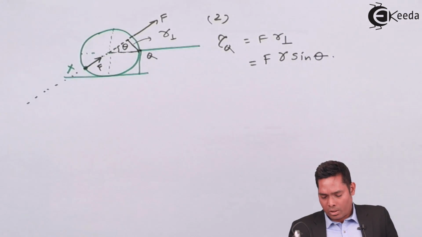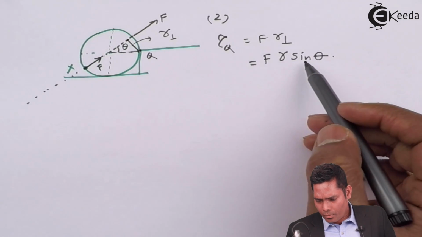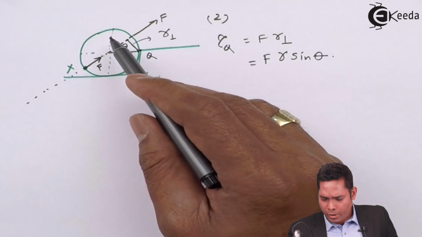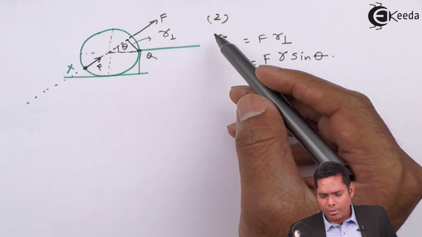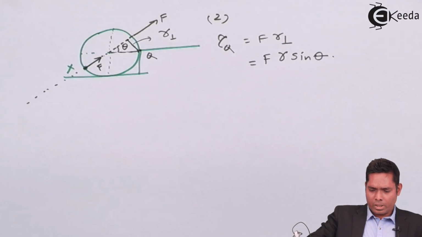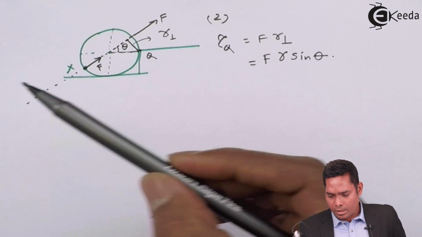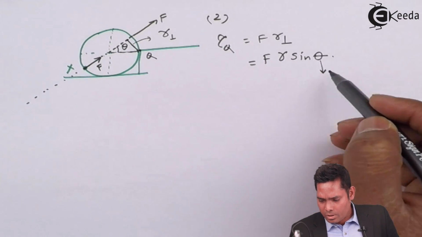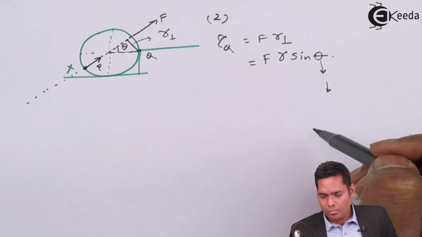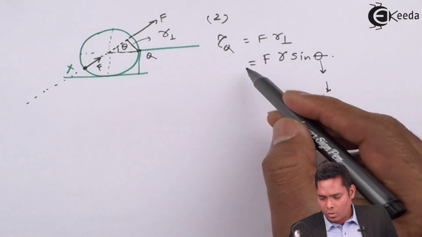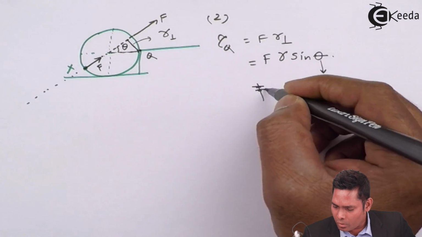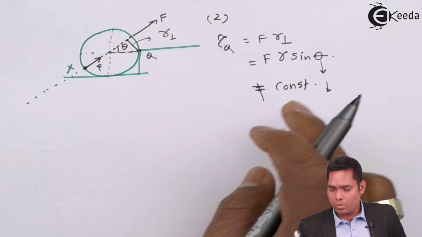Perpendicular distance is R sin theta. That means when I apply a force, as the wheel rotates, this theta will change. And as theta changes, sin theta will also change. If sin theta changes, then this torque will also change. So here the torque is not constant. It will change. This is variable.